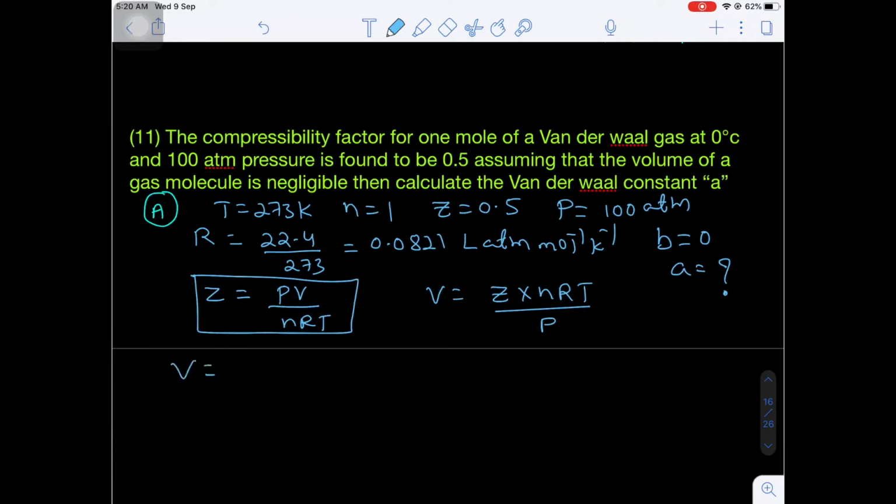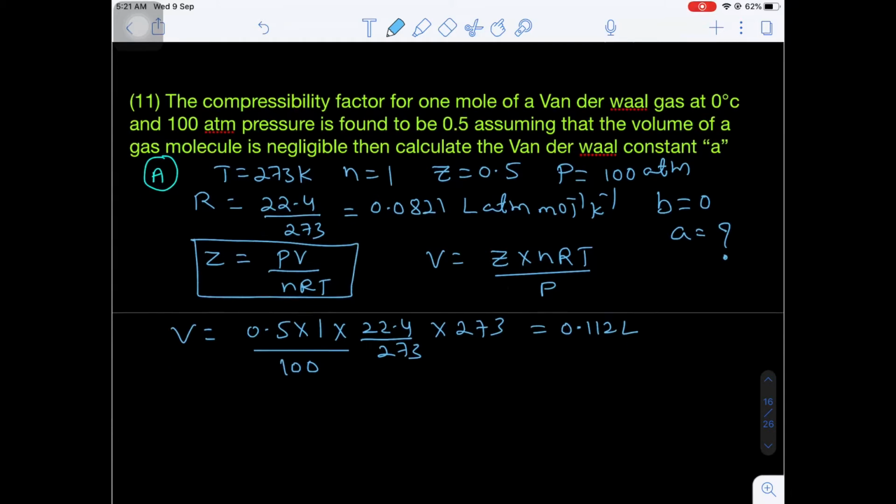So from here, what is the compressibility factor given here? 0.5. Number of moles is 1. R value 22.4 divided by 273, into temperature 0 degrees, nothing but 273 Kelvin. Are you getting my point? Whole divided by the pressure given here, 100 atmosphere. So from here you will get the volume of the real gas, that will be 0.112 liter.